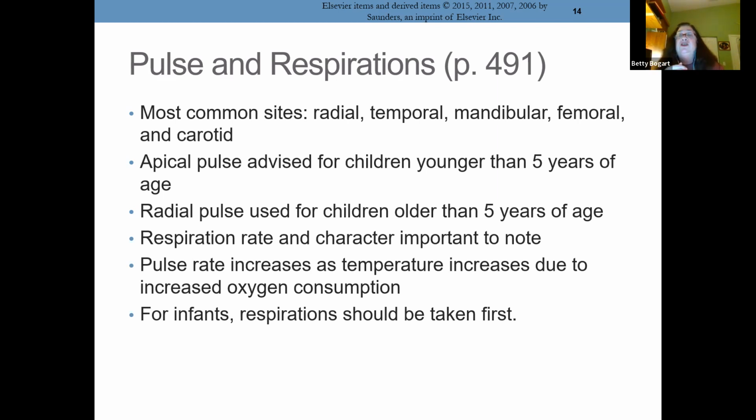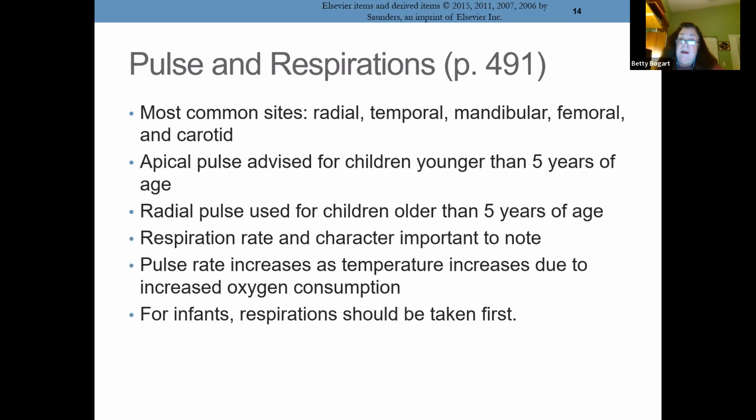Radial pulse is used for kids greater than 5. And it's very easy. It's like taking an adult, no problem. Respiratory rate and character, remember you can look and you can hear. Are you wheezing? Looking at it. Are there retractions, abdominal breathing? Is it fast, slow? You can count it just by looking. I sometimes will put my hand very open and watch their chest come up and out if I'm having a hard time.